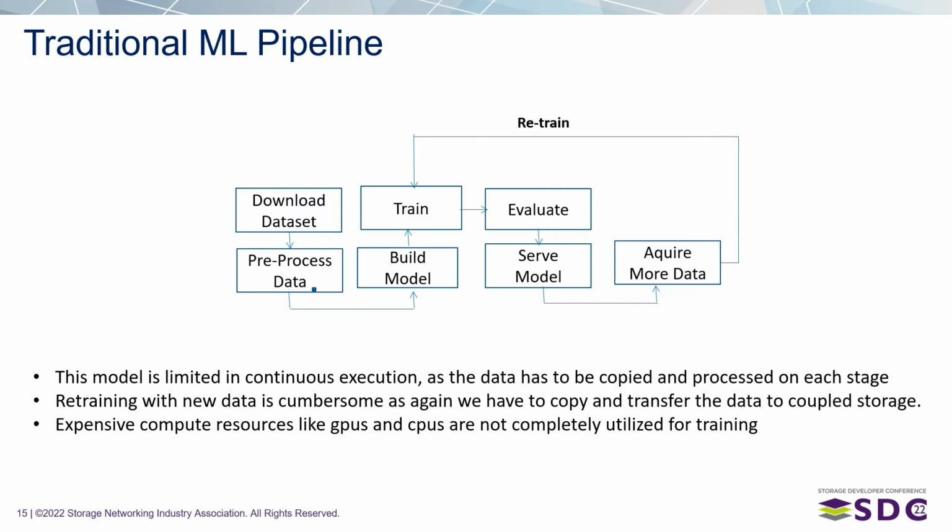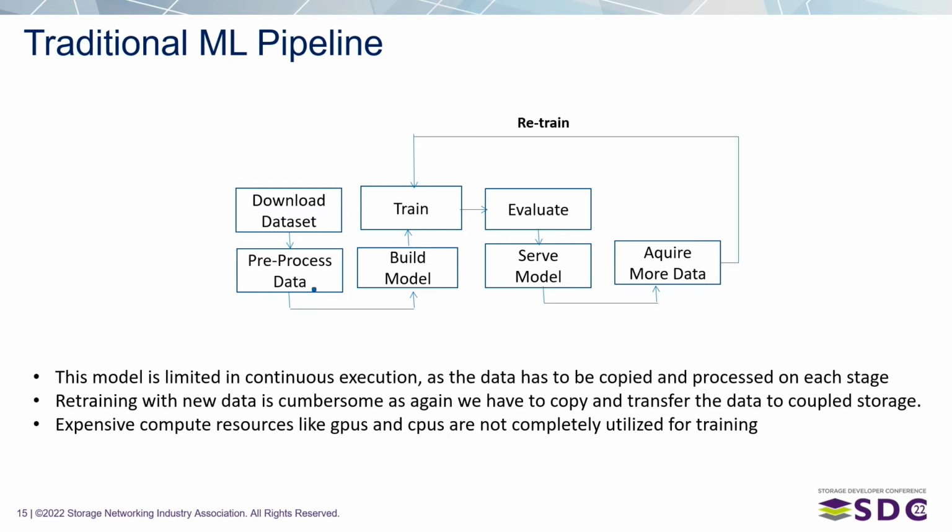Typically for ML deployments, these different stages are bundled in a container or a virtual machine. When we do that, we see certain limitations. So what are those limitations? When we deploy these various stages in multiple containers and virtual machines, the model is limited in running continuously. And why is that? Because the data has to be copied and moved for each and every stage. The data is local to every VM, and for processing in every stage, the data has to be continuously moved.